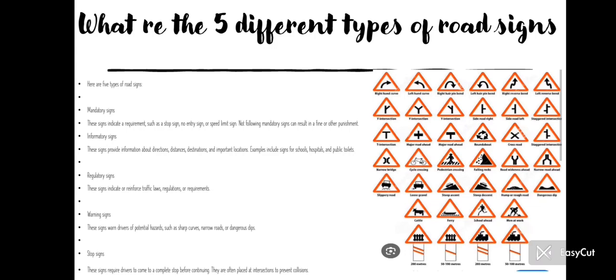And about the stop signs. These signs require drivers to come to a complete stop before continuing. They are often placed at intersections to prevent collisions. For example, like signals. They put some stop signs over there, which means you have to stop completely.